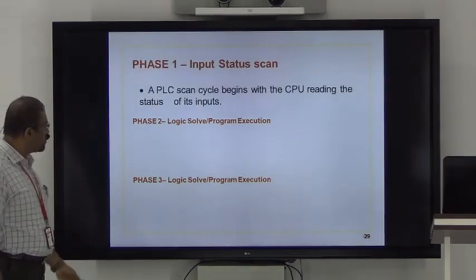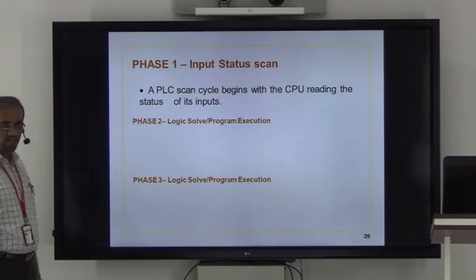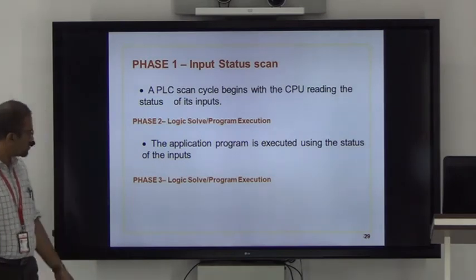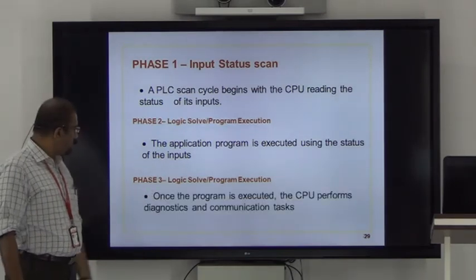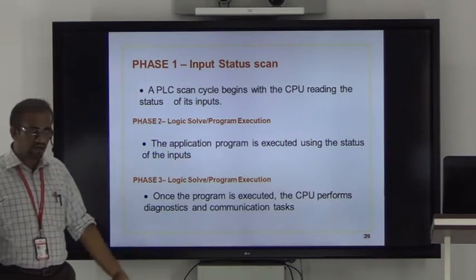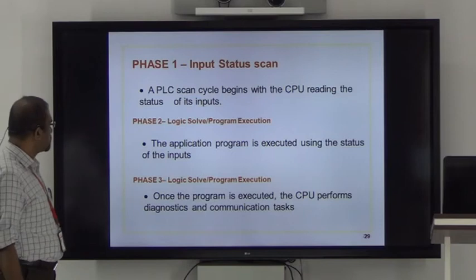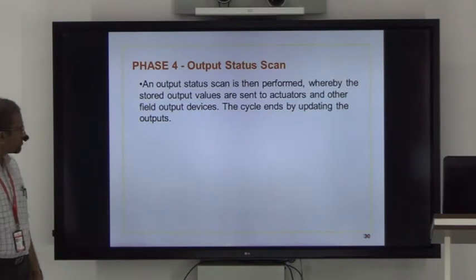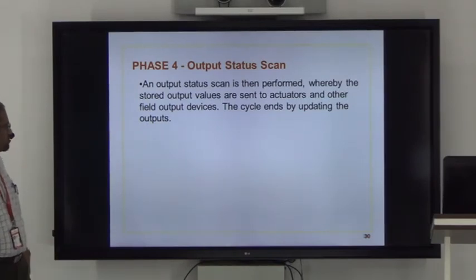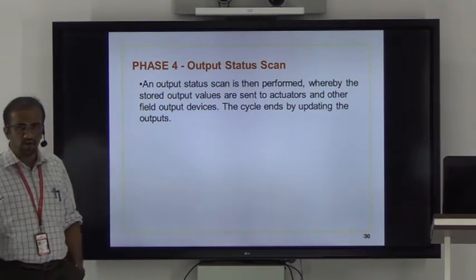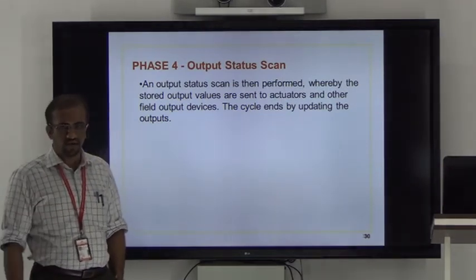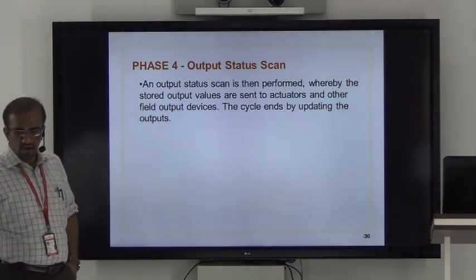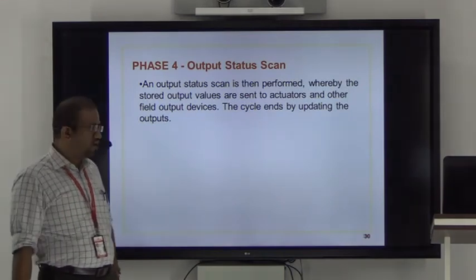Phase 1. A PLC scan cycle begins with the CPU reading the status of inputs. Phase 2. The application program is executed using the status of the inputs. Phase 3 is the logic to solve or program execution, which I have mentioned as diagnostics and communication. Then phase 4, output status scan. An output status scan is then performed whereby the stored output values are sent to the actuators and to the output devices. If the output is not ready, again the program will be scanned and the corresponding output will be given to the output address, which triggers the output.